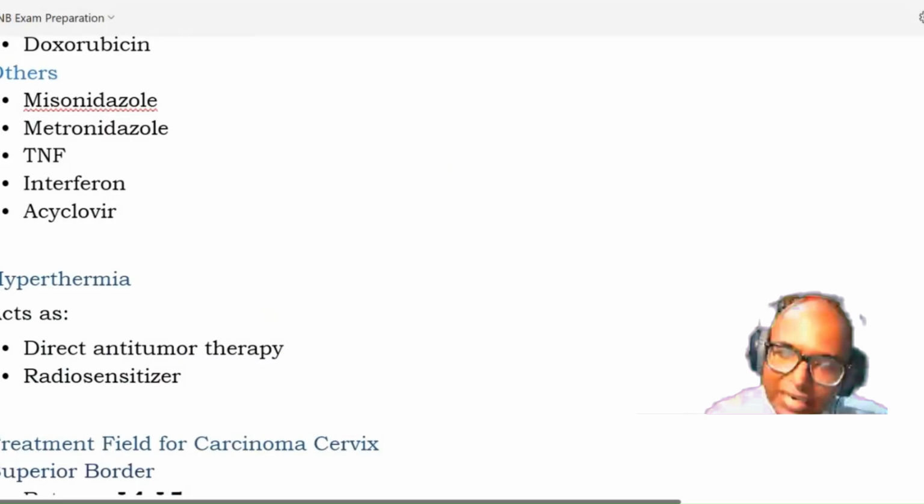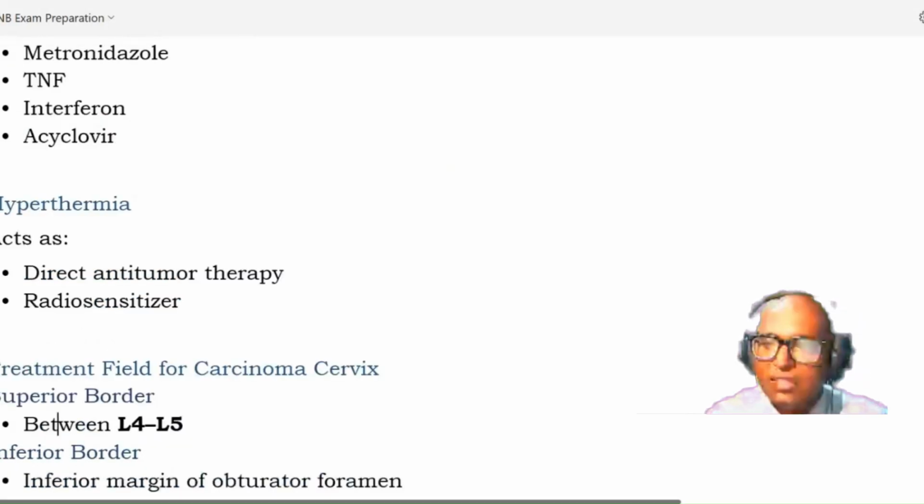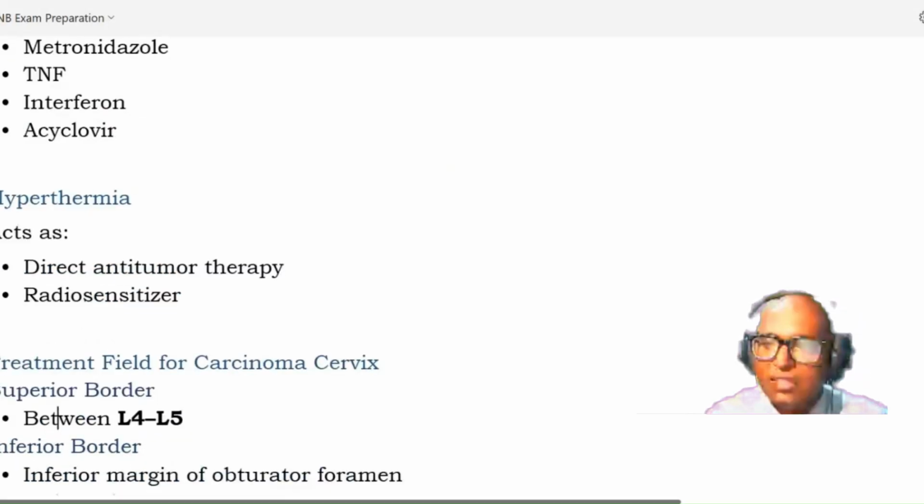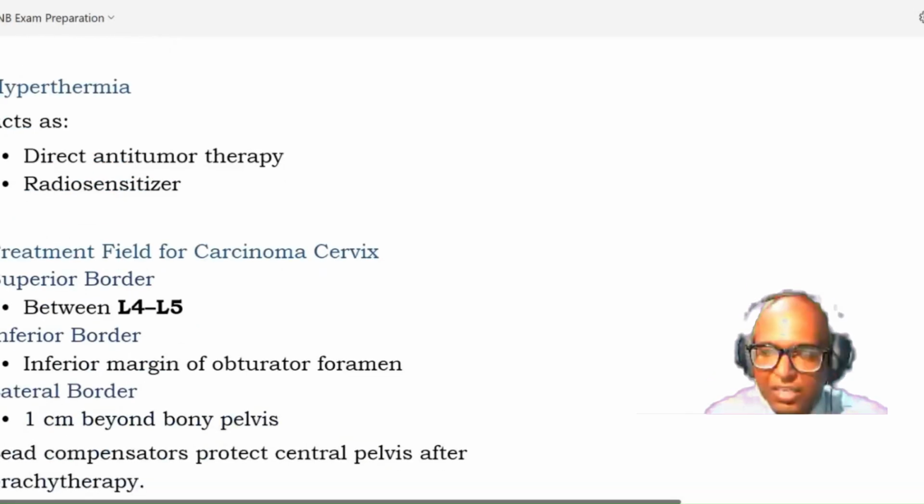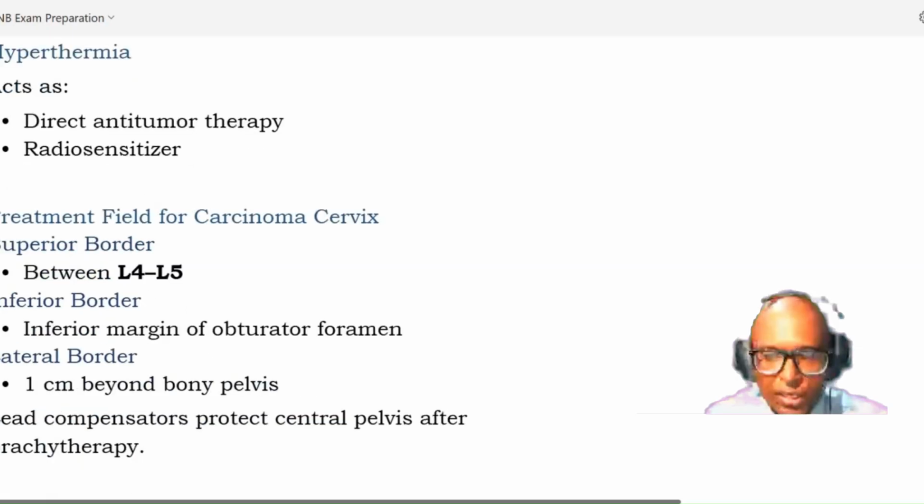Okay. Now treatment field for the carcinoma of cervix. When you give the radiation for carcinoma of cervix, what is the superior boundary? What is the inferior boundary? Okay, so superior border is between L4 and L5. Inferior border is the inferior margin of the obturator foramina, and lateral border is 1 centimeter beyond the bony pelvis. Okay, and lead compensator will protect the central pelvis after the brachytherapy.